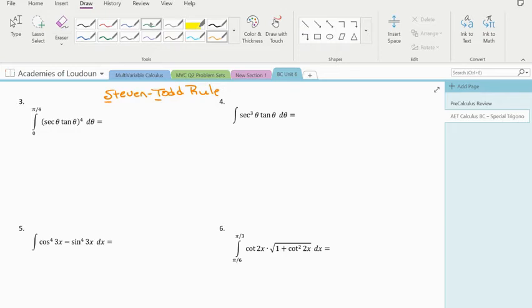So let's look at this first one, and I'm going to just pretend that this is not a definite integral just to work our way through this. So we can rewrite this as secant to the 4th theta, tangent to the 4th theta, d theta. So we have even powers of secant, so we're going to save a secant squared for d theta, for du. So this becomes secant squared theta times secant squared theta times tangent to the 4th theta d theta.